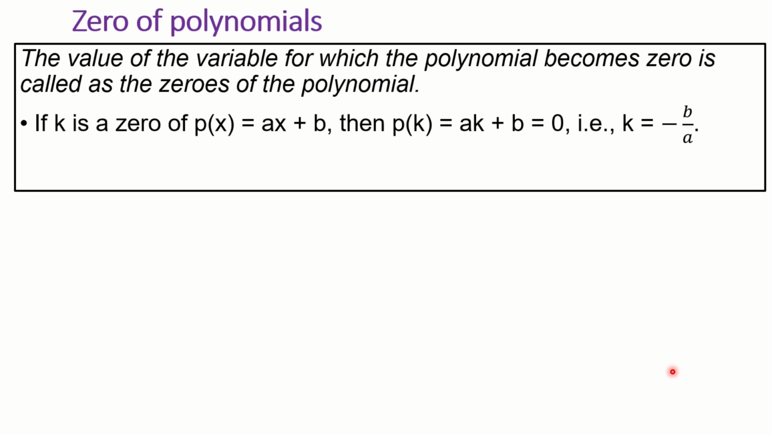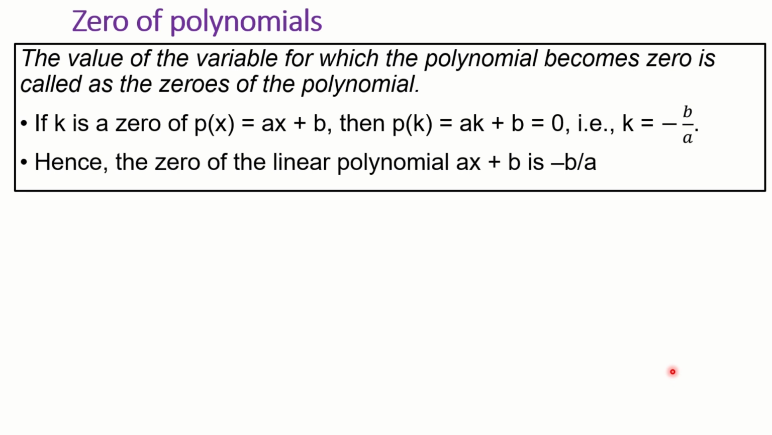If k is a zero of p of x, which is equal to ax plus b, that means p of k, that is ak plus b, is equal to 0. That means k equals minus b by a. You can evaluate at what value p of x is going to be 0. For a simple linear polynomial, this is how we will do it. We will also learn for quadratic. So the zero of the polynomial ax plus b is minus b by a. This we understand, right?